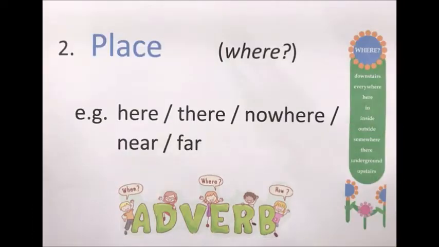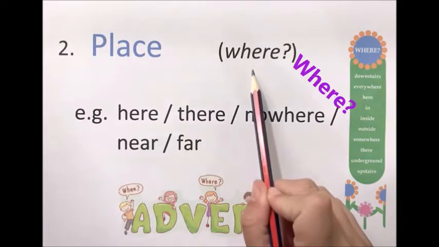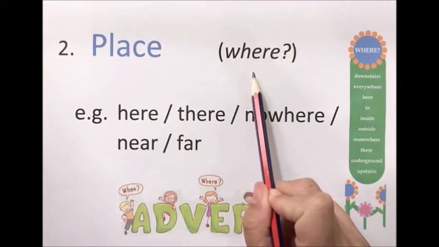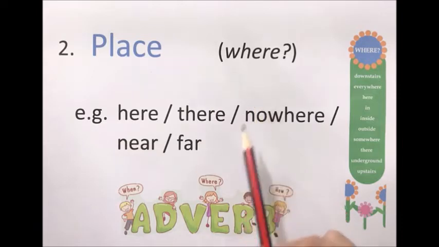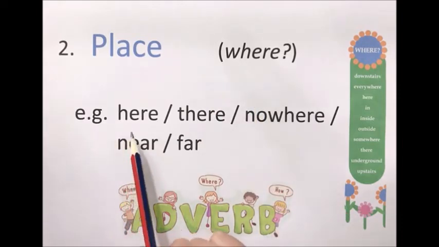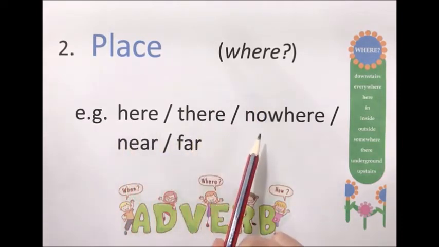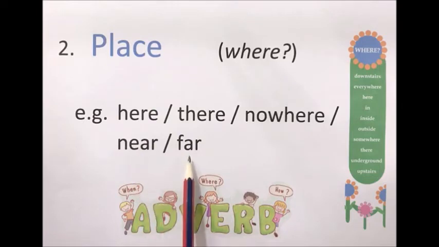Now we get to place. Please write number 2, and then you write place in color, also over 2 lines, and in brackets you write where. So where is this verb happening? Our examples: here, there, nowhere, near, and far. Again, these are only some of the examples that are highlighted. There are a lot more.